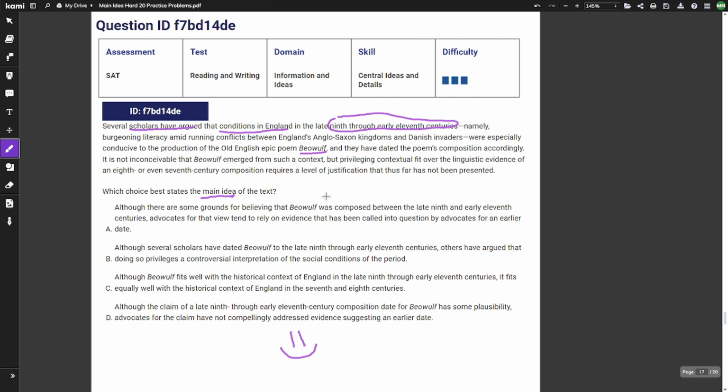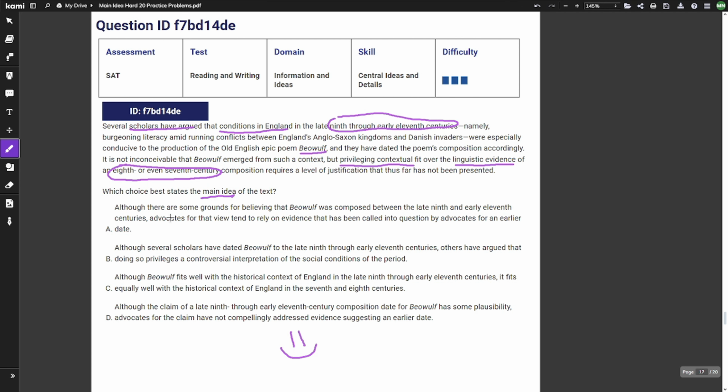But at the same time, why are you looking at just that one piece of evidence, when there's actually this other piece of evidence that says, hey, this poem could have been written even earlier, in the 8th or 7th century? So, let's look at our answer choices and see what would make the most sense.